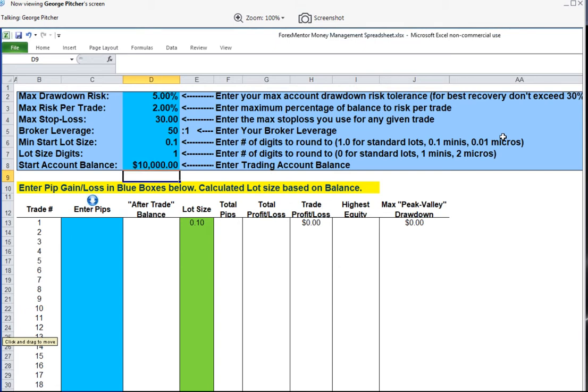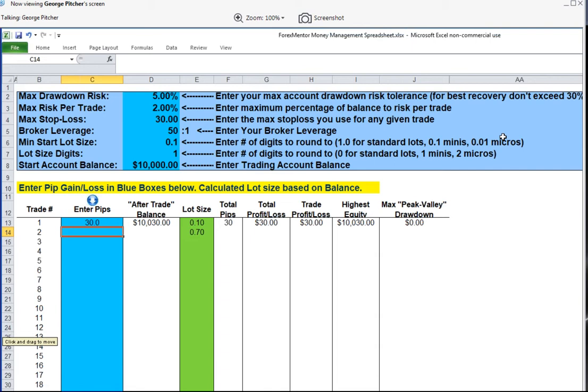Now, the important thing of this little demonstration is that when I make a trade, I put in the number of pips I gained or lost. So let's say I entered my first trade and I only made 30 pips on it. What happens is the balance goes from $10,000 to $10,300. And my total pips is 30 that I made. And you can figure the profit and loss, etc.